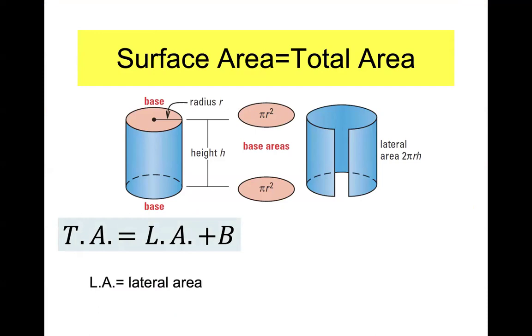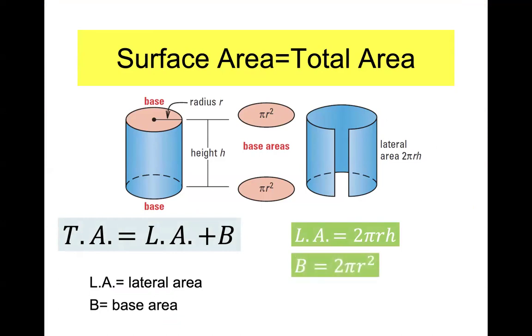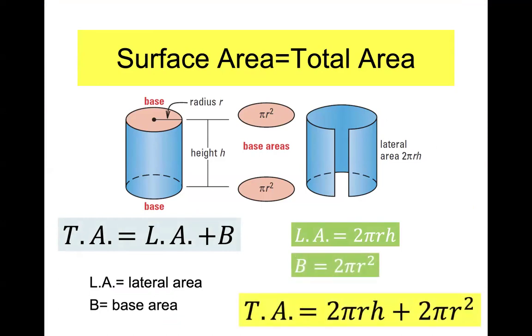So total area is lateral area plus base. We just said that lateral area is 2 pi r h, and base is a circle, pi r squared, and there's two of them, so that would be 2 pi r squared. Add those together, and we get total area. I would write that one down. Just a reminder, it's not in the book. They expect you to be able to figure this out all by yourself. Total area of a cylinder is 2 pi r h plus 2 pi r squared.